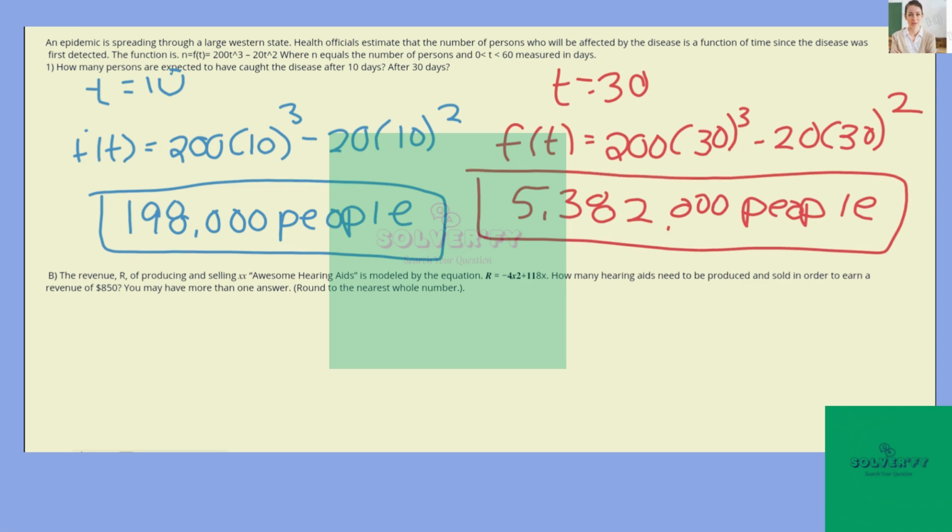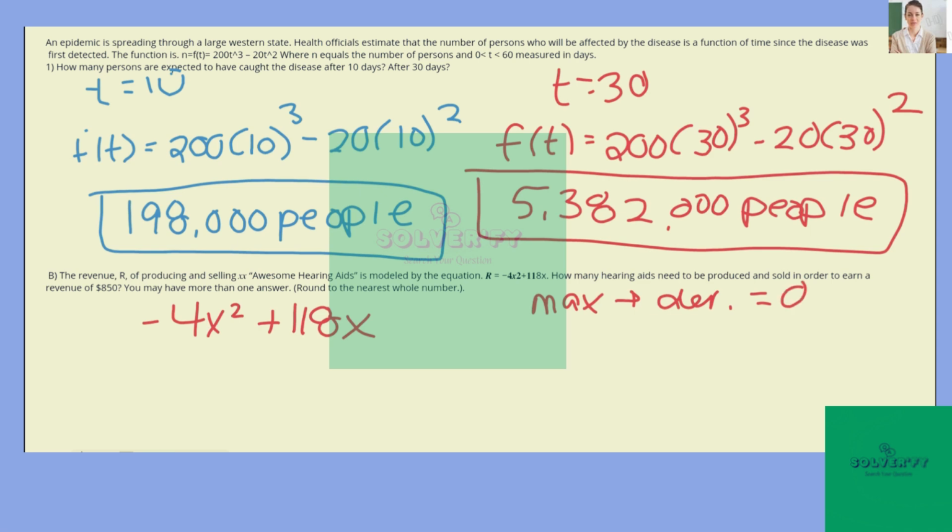Now for part B, we're given a function, r equals negative 4x squared plus 118x, and we want to figure out how to earn a revenue of $850. We want to figure out the maximum for this problem, and to figure out the maximum we need to take the derivative and set it equal to 0.